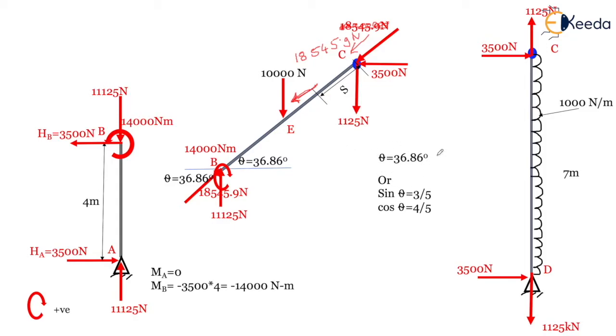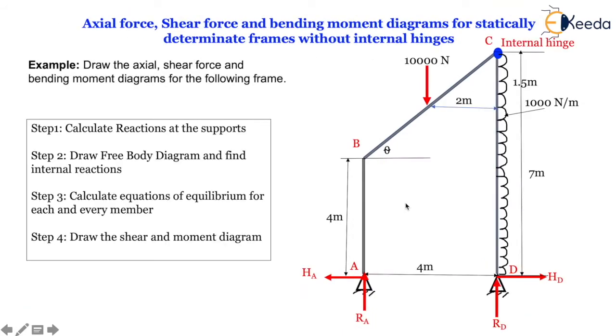Now, when we consider theta equal to 36.86 degrees, we can simply calculate theta equals tan inverse of opposite side by the below side. Here we can see this height by this height, or otherwise we can simply write sine theta equals 3 by 5 or cos theta equals 4 by 5. All dimensions are given in this problem. If you see the theta, this is 3 meter, this is 4 meter, and this is 5 meter. So sine theta will be nothing but 3 by 5 and cos theta will be 4 by 5, so that we can use it.